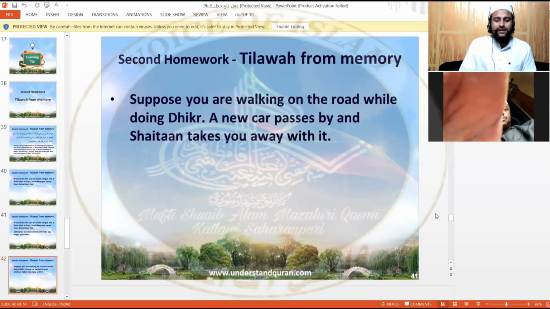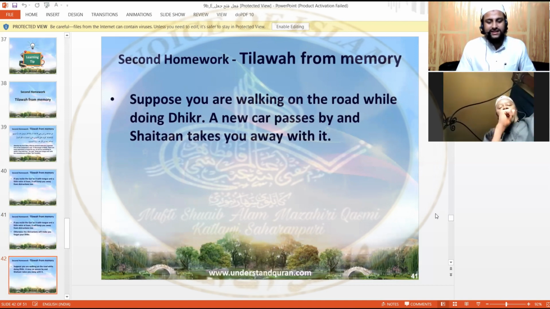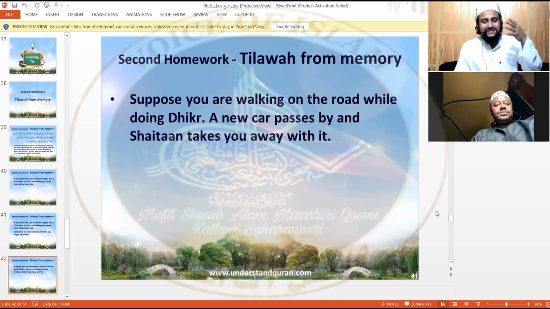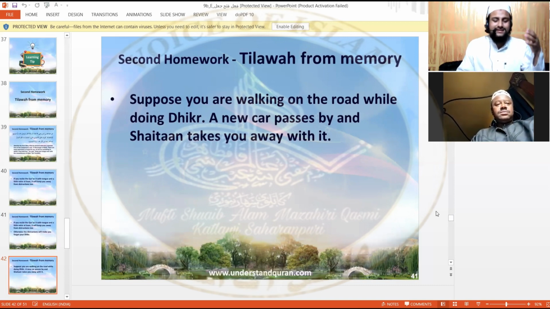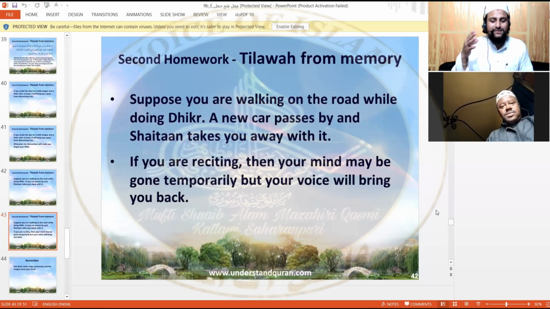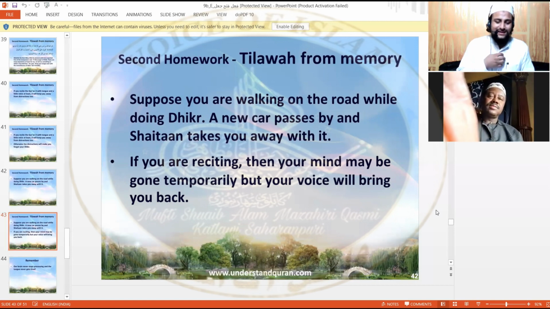Suppose you are walking on the road while doing dhikr, a new car passes by and shaitan takes you away with it, and your mind is busy thinking about the car and the driver and how rich he is and blah blah blah. So many things, and your dhikr has stopped now. If you are reciting, then your mind may be gone temporarily, but your voice will bring you back. Brother, what are you thinking about? This is not your job.